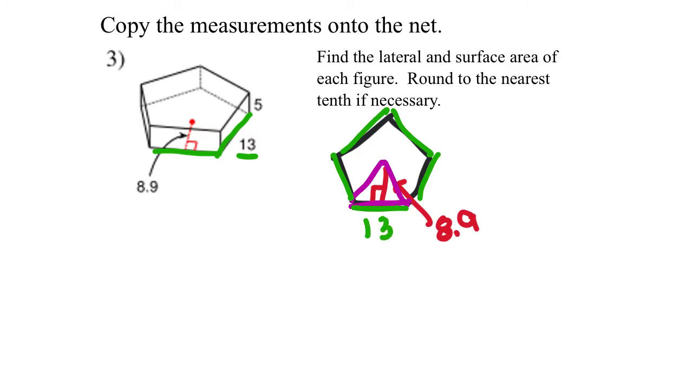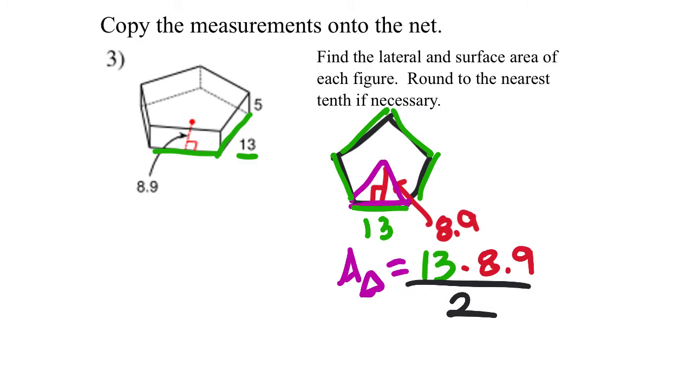So if I wanted the area of just that one triangle right there, I'd have to take 13, multiply it by 8.9, and then divide that by 2. So let's go ahead and figure out what the area of one of those triangles is. And yeah, some of you know the shortcut at this point, what you would do to solve for the rest of that pentagon. Now when I put this in the calculator, it tells me the area of the triangle is 57.85. That'd be square units, right?